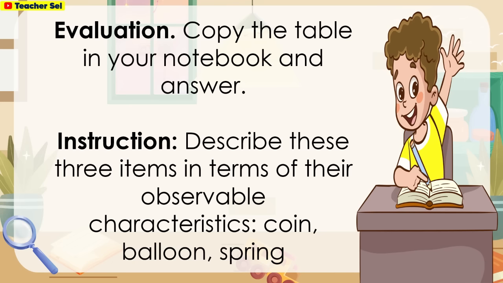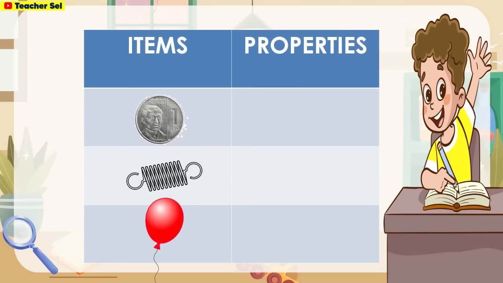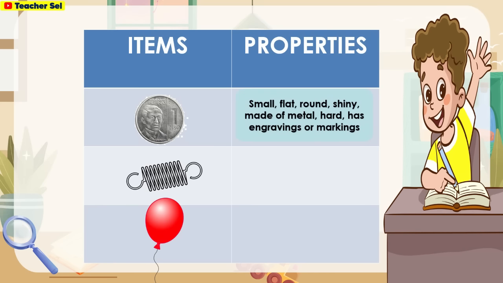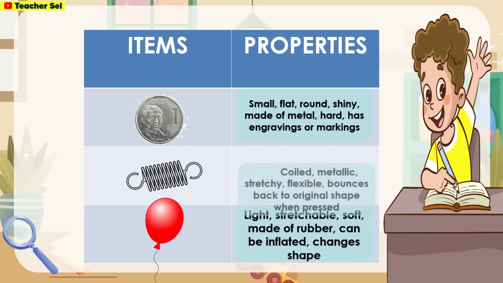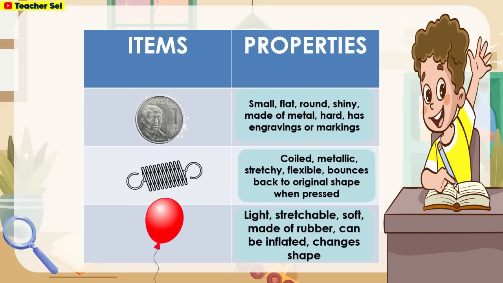Describe these three items in terms of their observable characteristics: coin, balloon, and spring. Here are the items. For their properties: small, flat, round, shiny, made of metal, hard, has engravings or markings. For the second item: coiled, metallic, stretchy, flexible, bounces back to original shape when pressed. And for the balloon: light, stretchable, soft, made of rubber, can be inflated, changes shape.